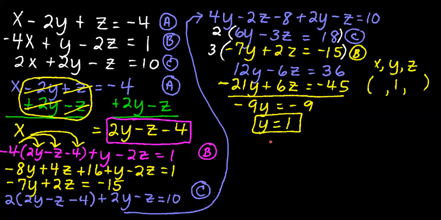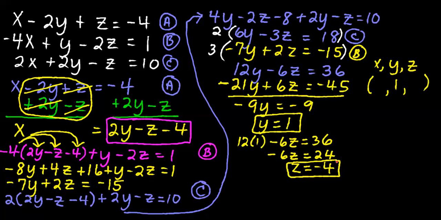So now I'm going to go ahead and try and find my z. And I will use this equation right here in blue. So 12 times y, or 12 times 1, minus 6z equals 36. There we go. I'll subtract 12 from both sides. I'm going to get negative 6z equals 24. And if I divide both sides by negative 6, I get z equals negative 4. So I'm going to plug that in right here.